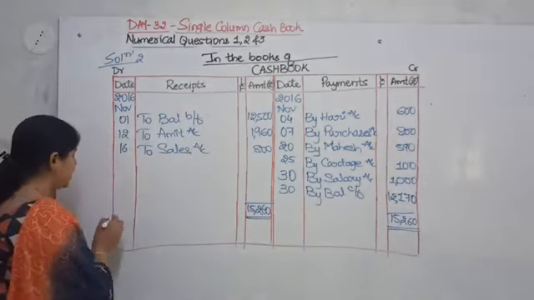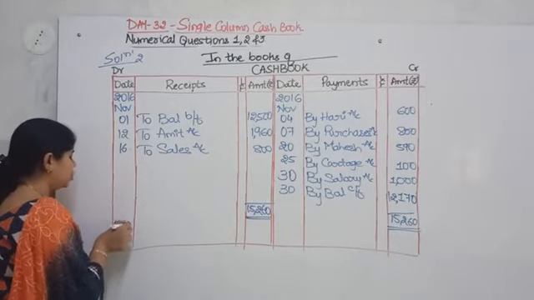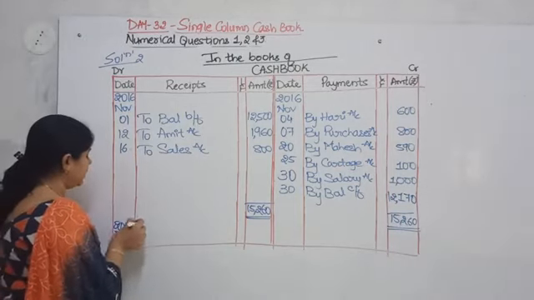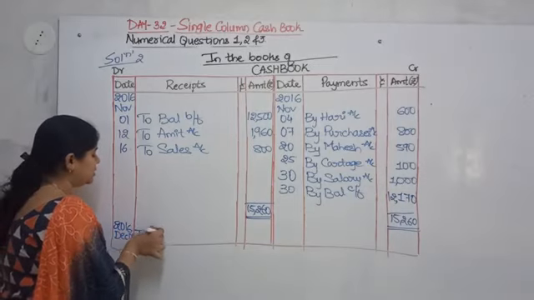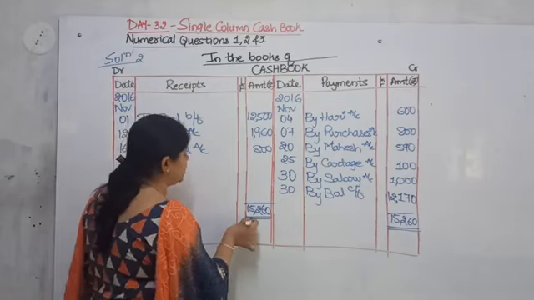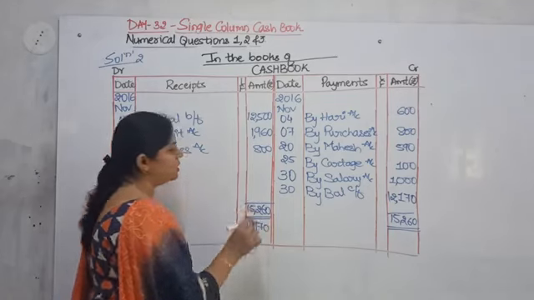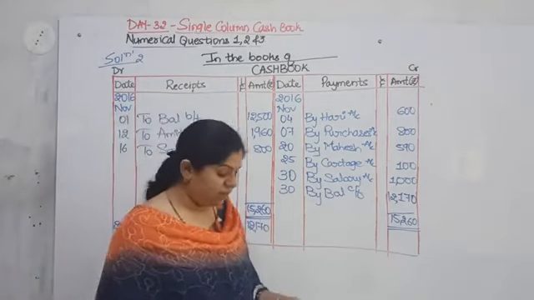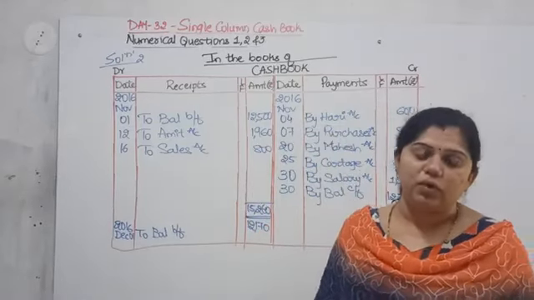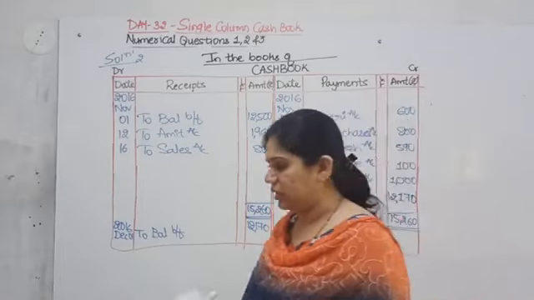So what is the next month that is coming? It is 2016 December 01. By balance brought forward, and how much it is? It is 12,107. Okay, it's very simple. Now I shall solve the last question which is given in your textbook, that is question number 3.